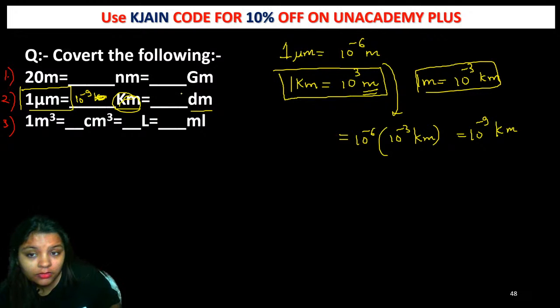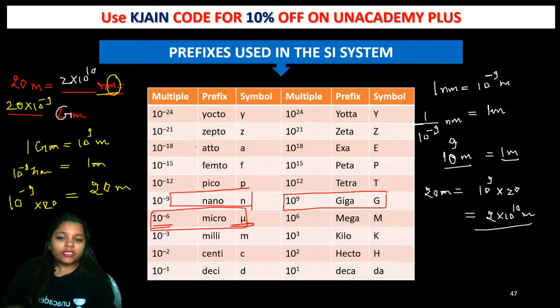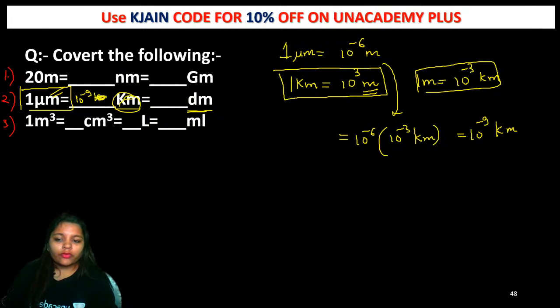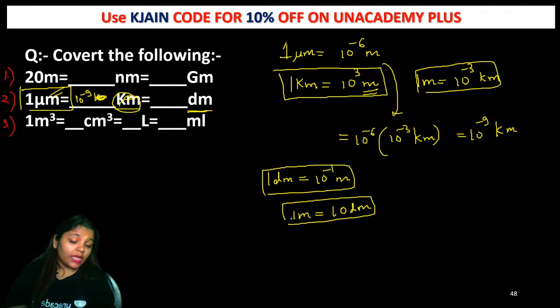Okay. Now let's talk about how much 1 micrometer is equal to in decimeters. This is a decimeter. Now I know 1 decimeter is equal to 10 to the minus 1 meter. So we have 1 meter is equal to 10 decimeter. That I can say now, 1 meter is equal to 10 decimeter.